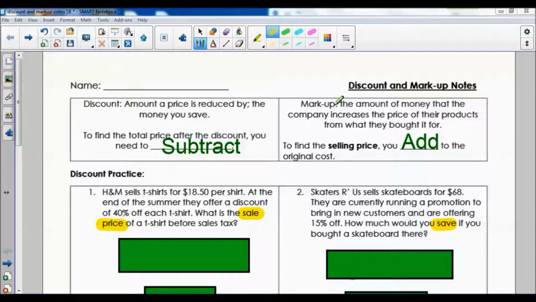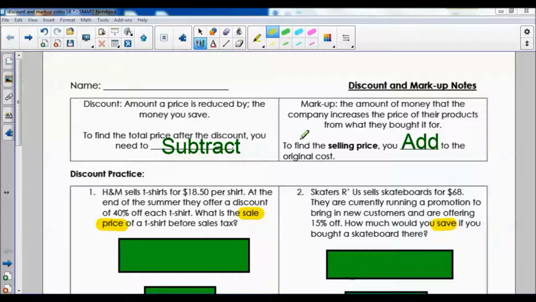Markup rate might not be something you've heard of before, but the definition says the amount of money that the company increases the price of their products from what they bought it for. So companies like Target or Best Buy, just stores that you go to, they buy products for less than what they sell it to you. Because they have to sell it to you for more so that they make any sort of profit.